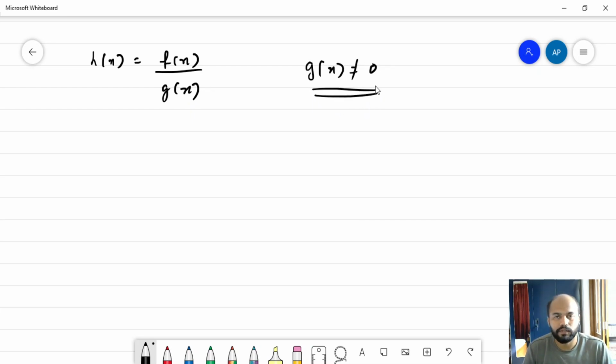So if g of x is equal to 0, then of course the limit would not exist. But if g of x is non-zero, then it will exist and we can evaluate it in various methods. So let's take some examples of rational functions and see how to evaluate them.